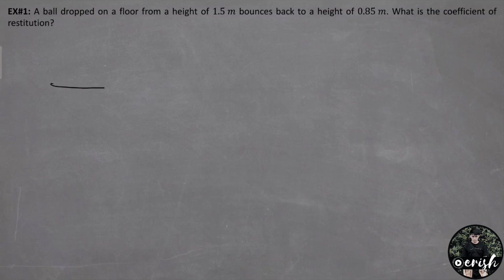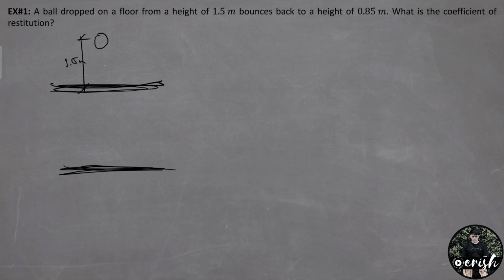So this is the floor, and ito yung ball. So na-drop siya from a height of 1.5 meters and nag-bounce back siya after the collision. Say dito na tayo, pababa siya. After the collision, bumalik siya with a height of 0.85 meters. So yung ball ang i-consider natin as the object 1 and yung floor naman ang object 2.